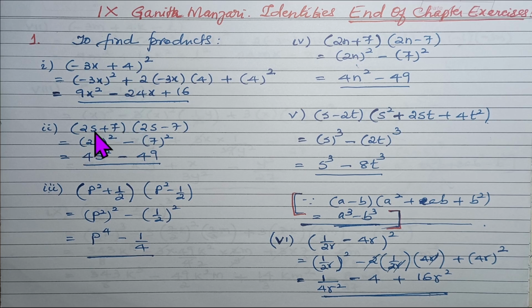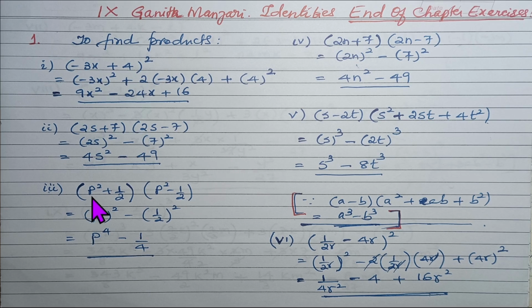Now the next example is (2s + 7)(2s - 7). It is the (a + b)(a - b) form. Therefore we can use the identity a² - b² = (a + b)(a - b). So a is 2s here and b is 7, and therefore it will be (2s)² - 7². 2² is 4, so 4s², and 7² is 49. So the answer is 4s² - 49, using (a + b)(a - b) = a² - b².